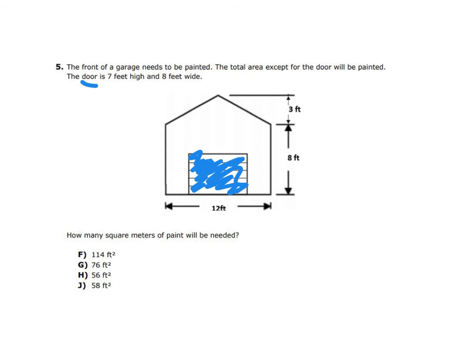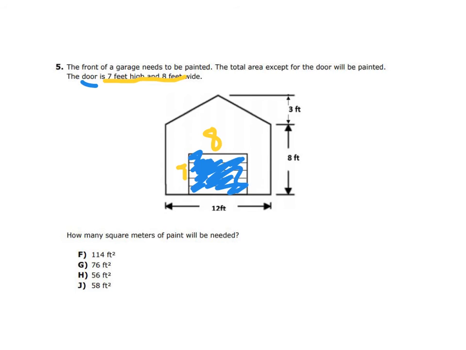So the door is a shaded region. Okay. Well, also what we need to get from there is, I'm going to move that out of the way, is the fact that we have measurements here. The door is 7 feet high and 8 feet wide. So let's go ahead and just add those in so we know 7 and 8.